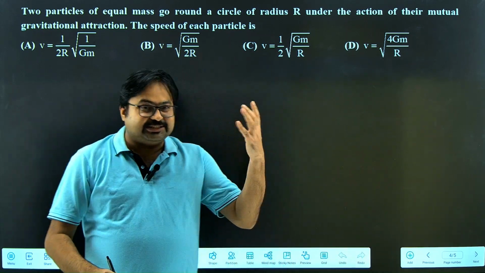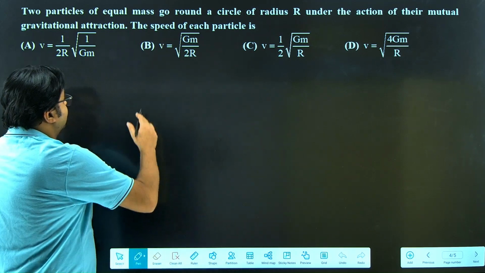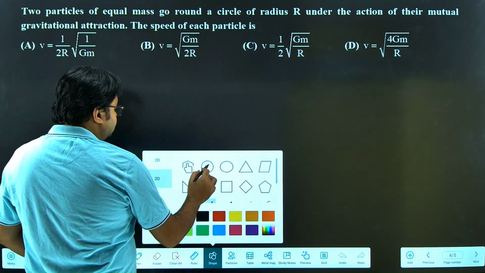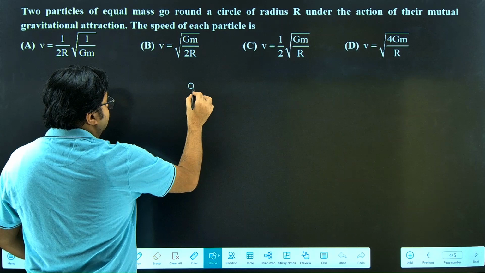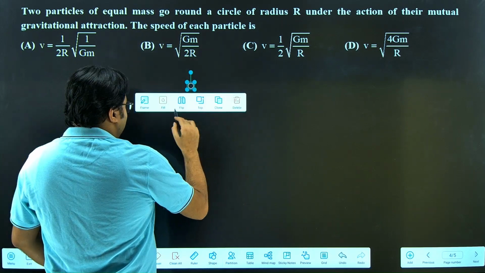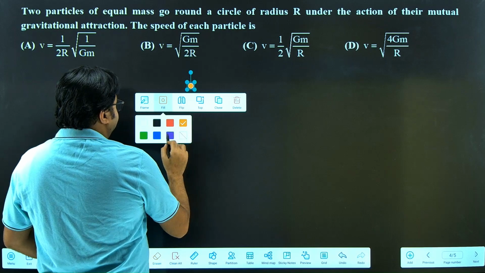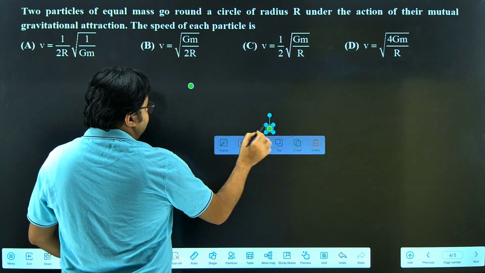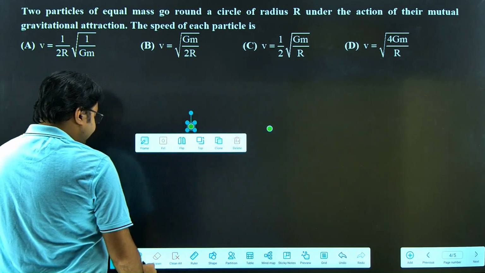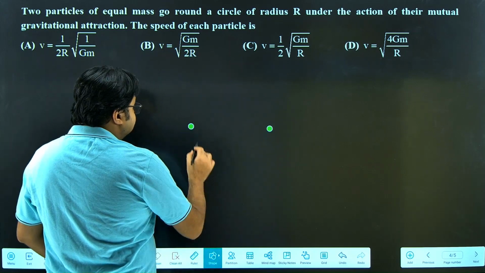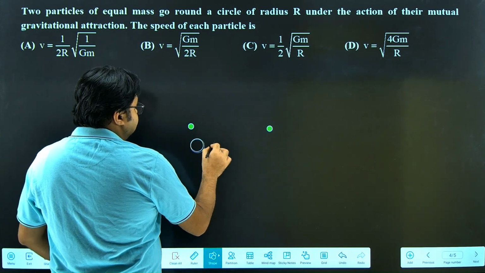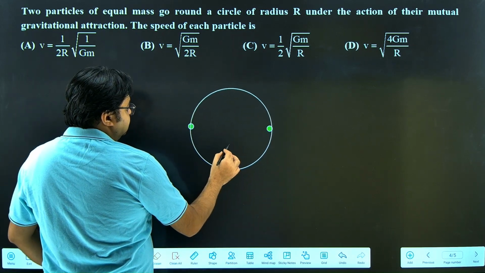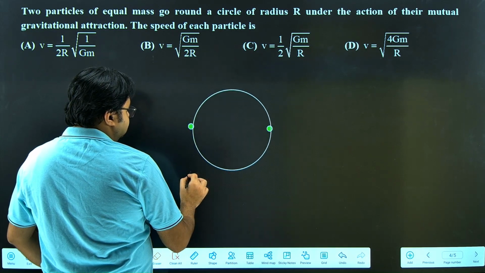But anyway, this is a binary. So let's talk about what a binary is. We have two particles. So I have the first particle here, and then another particle, the same kind of particle once again, and these two particles are going in circles around each other, something like this. So they are going in circles, right?